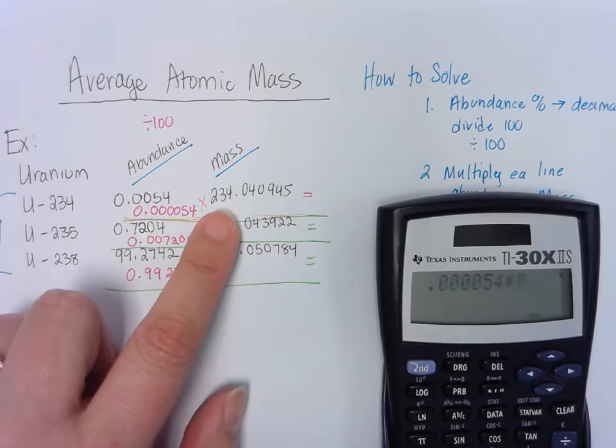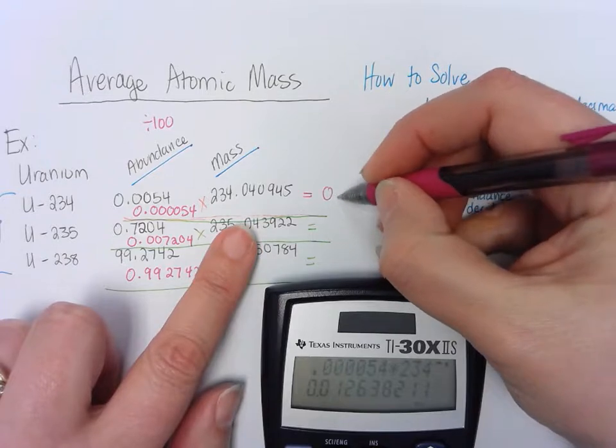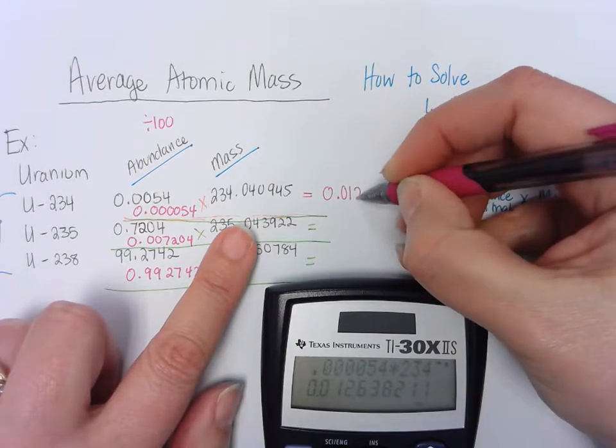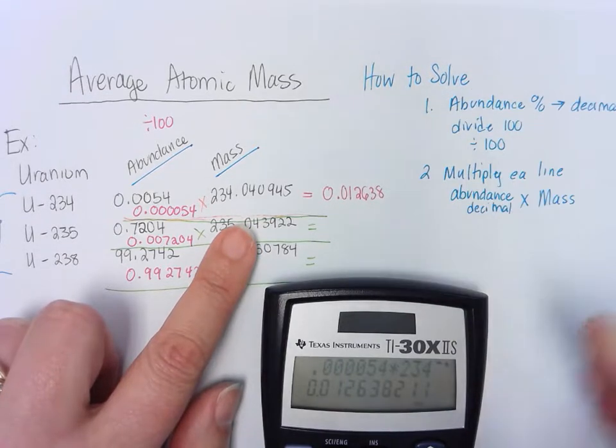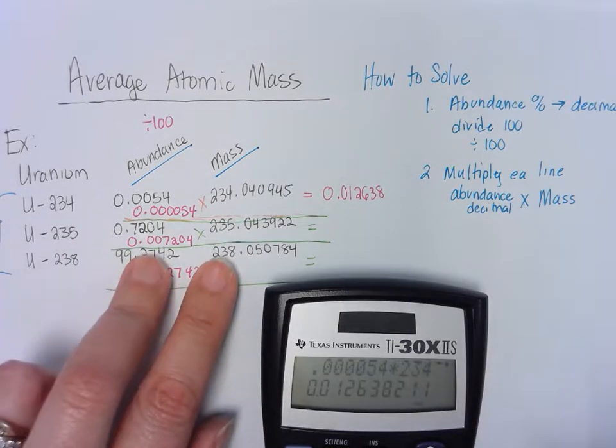0.000054 times 234.040945, and we're going to end up with an answer of 0.012638. We don't need it all. We're just going to write some of the values there. Make sure that you're paying attention and you're not moving your decimal accidentally.